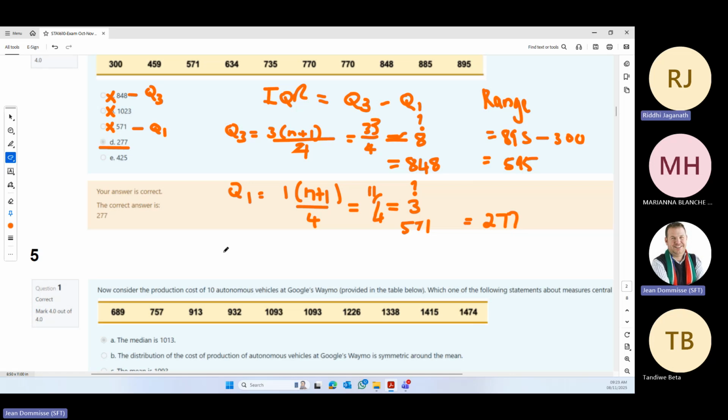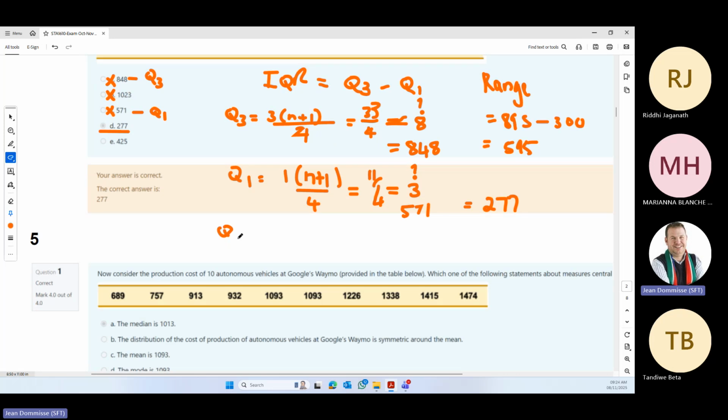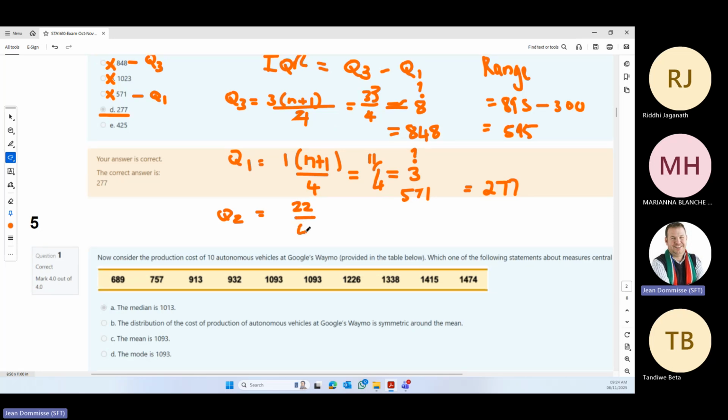Yes. Okay, if it's 0.5, you take what's in the middle. So that's why your Q2 would have been, let's just work out Q2, that's the median. So always the one in the middle. So it would have been 11 times 2, so 22 divided by 4.